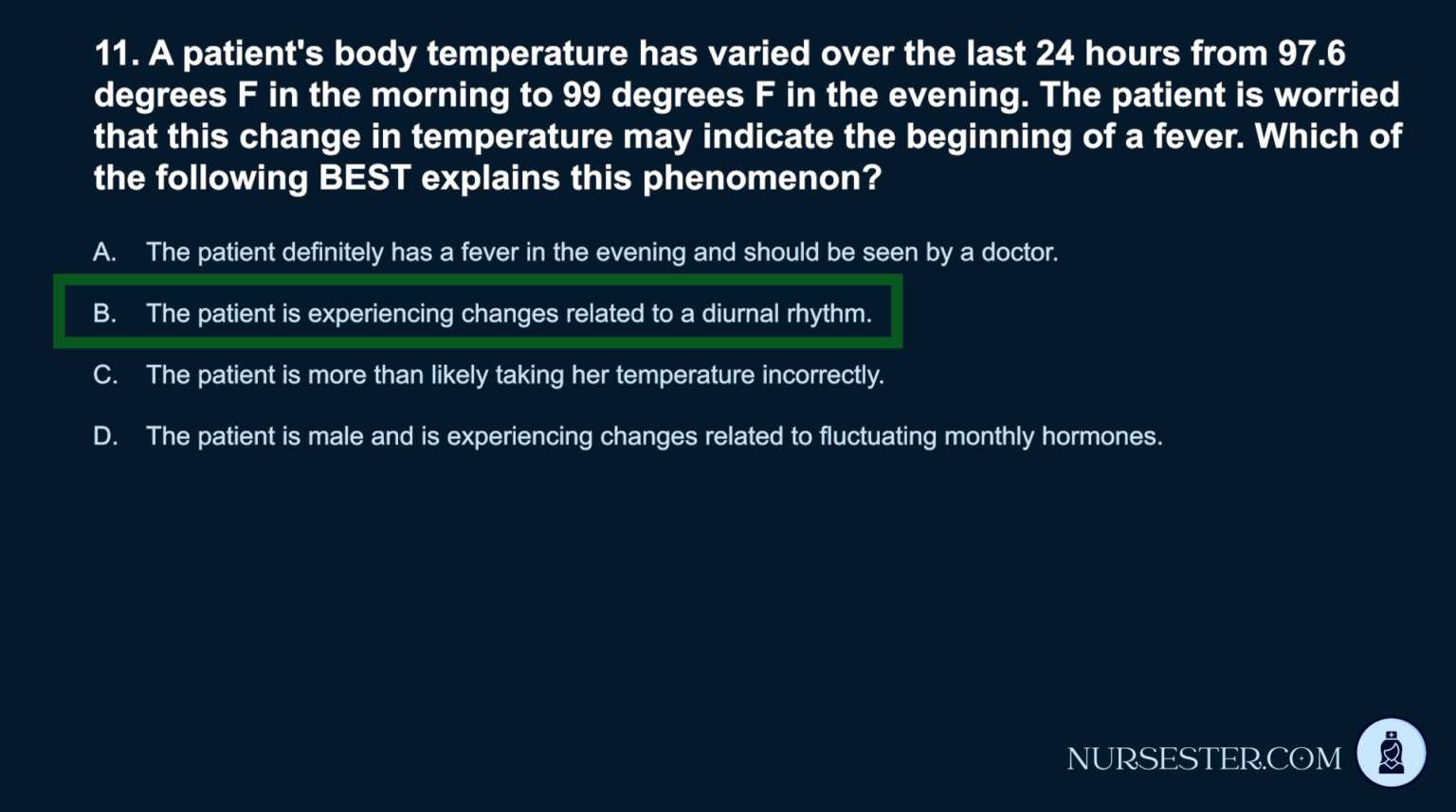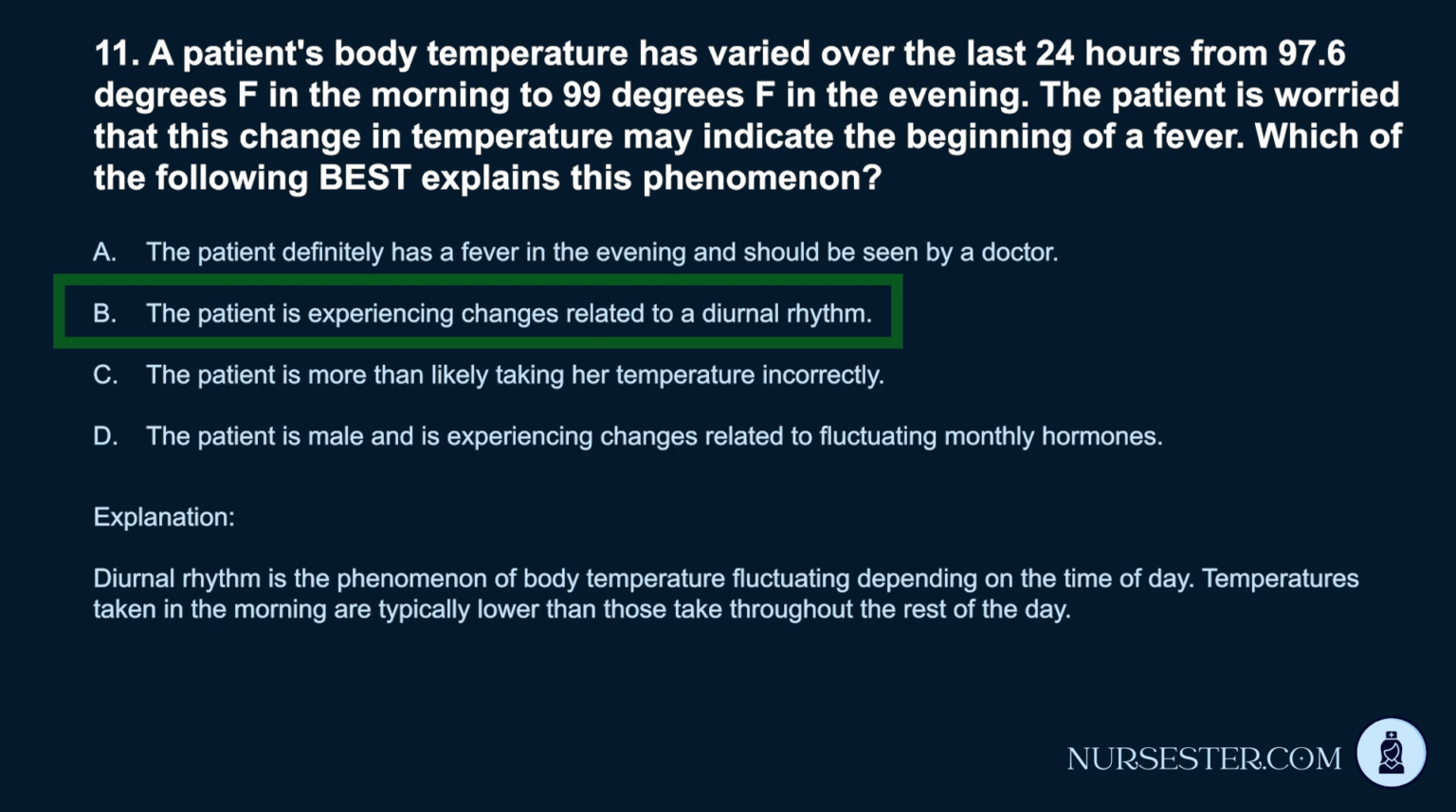Correct answer, B. The patient is experiencing changes related to a diurnal rhythm. Diurnal rhythm is the phenomenon of body temperature fluctuating depending on the time of day. Temperatures taken in the morning are typically lower than those taken throughout the rest of the day.